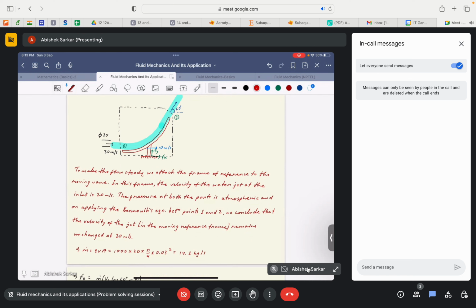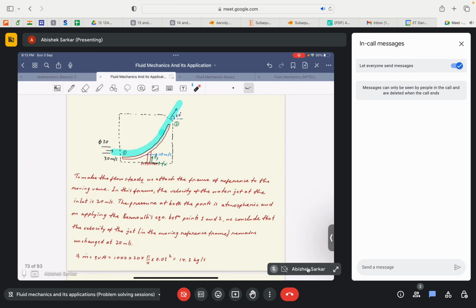Let me go to the part that is written here. To make the flow steady, we attach the frame of reference to the moving vane. In this frame, the velocity of the water jet at the inlet is 20 meter per second. Why? Because the vane is itself moving at a velocity of 10 meter per second, and the incoming jet is at a velocity of 30 meter per second. So the relative velocity of the jet with respect to this moving control volume would be 30 minus 10, equal to 20 meter per second.